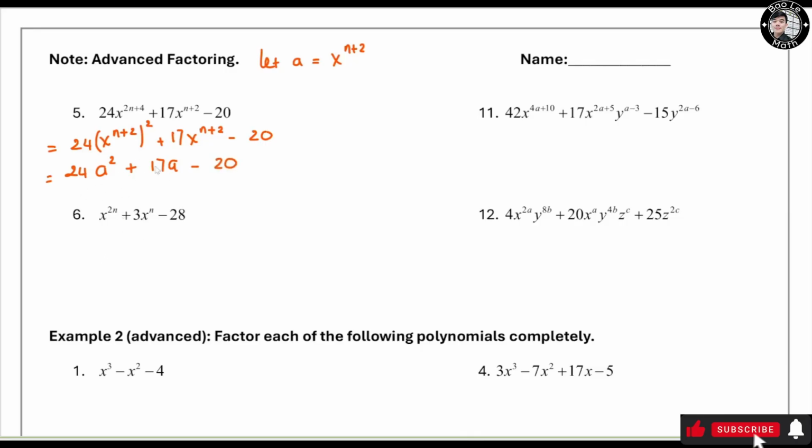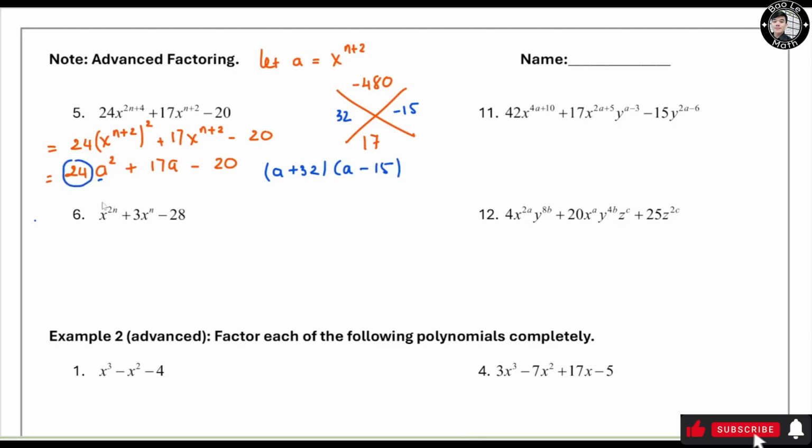And this one is actually a trinomial, so we're going to use the AC method to factor this one out. You need to find two numbers that multiply to a times c, which is negative 480, and add up to 17. They are 32 and negative 15. So the variable is a, so you have a plus 32 times a minus 15.